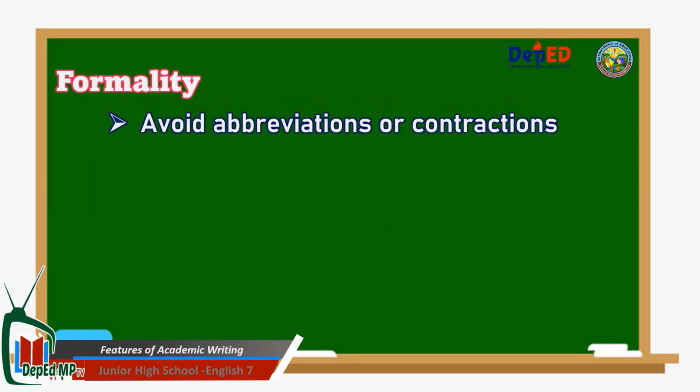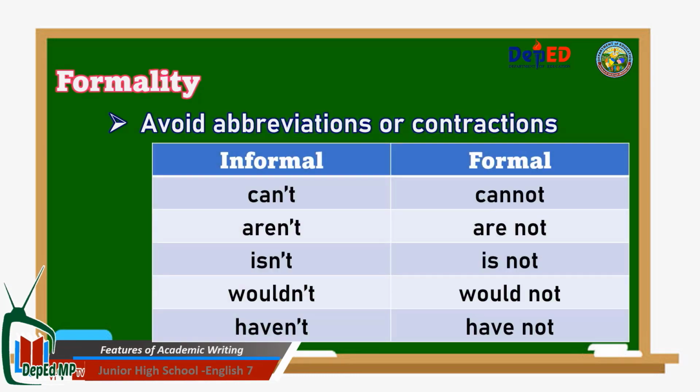Abbreviations or contractions are a big no in academic writing. It is necessary to word out these shortened words, like so. Can't should be cannot. Aren't, are not. Isn't, is not. Wouldn't, would not. Haven't, have not.